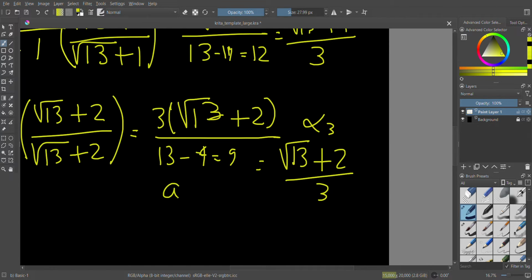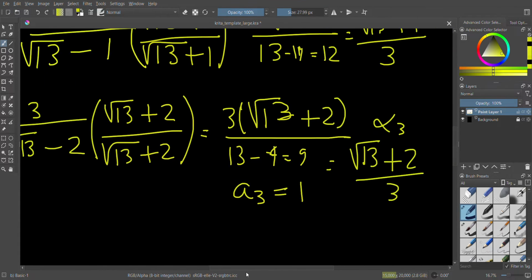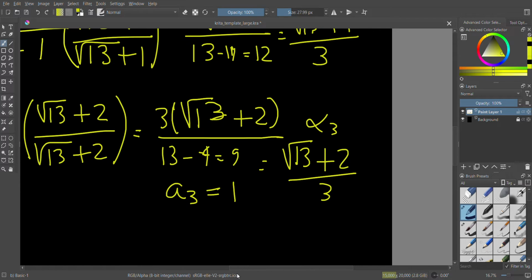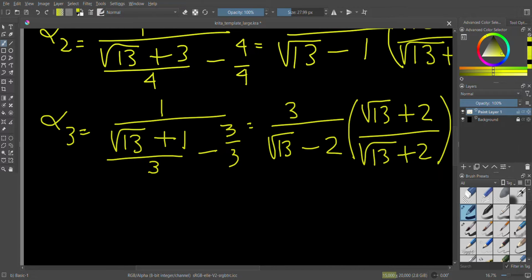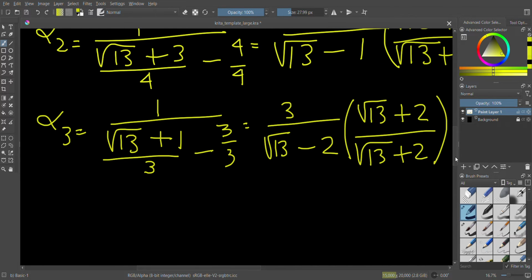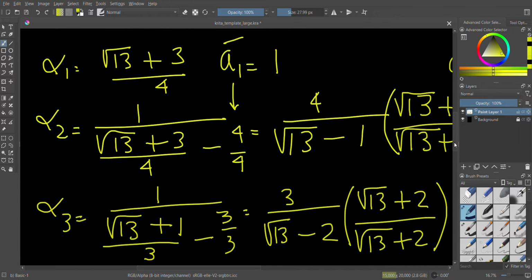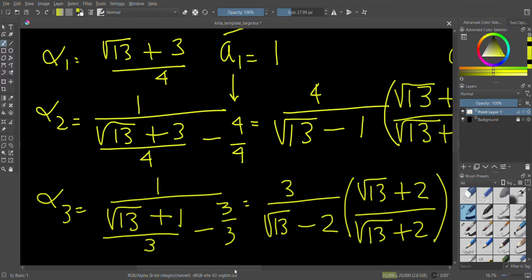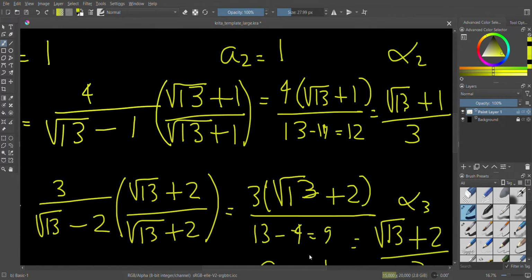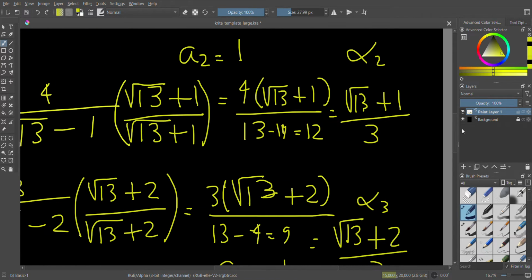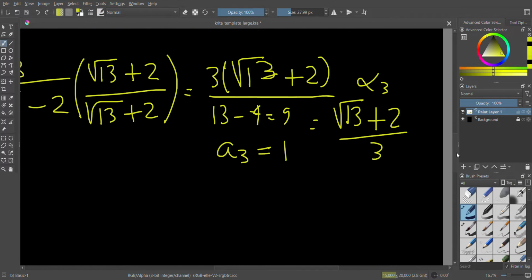Now my A3 is going to be 1, because this is like 3 point something. So it doesn't make it quite to 6. When I floor it, I get a 1. So we have square root of 13 plus 2 over 3 is alpha sub 3. And we have not seen any repeats yet. So we get 3, 4. Then we have square root of 13 plus 3 over 4 plus 1 over 3 plus 2 over 3. So we haven't gotten any repeats.